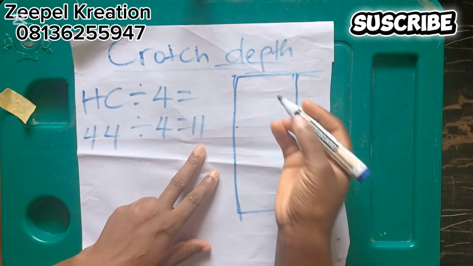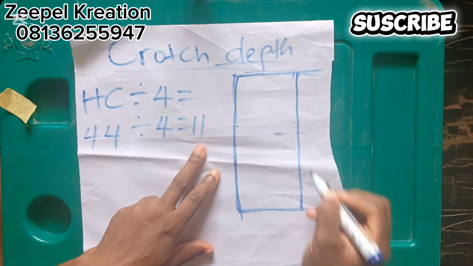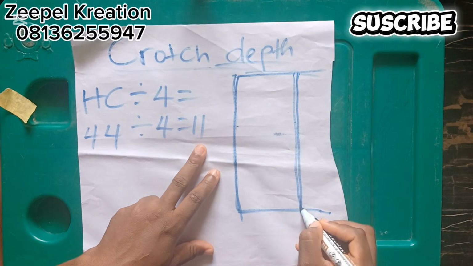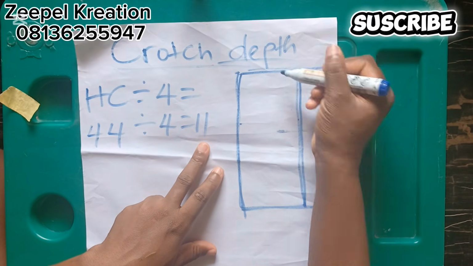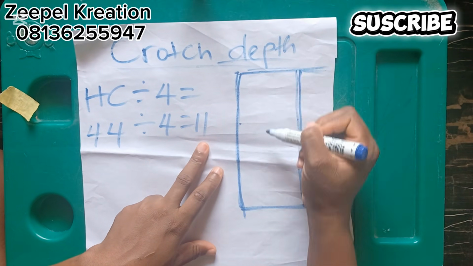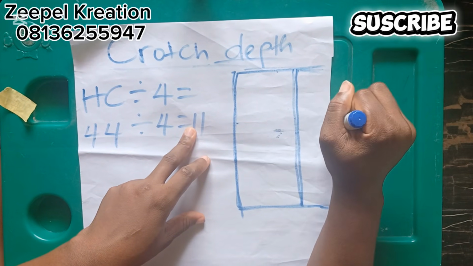So how do I mark my crotch depth? First of all, I have to draft my trouser block. So this is my trouser block. Now I have to put my crotch depth, which is a vertical measurement. Crotch depth, vertical measurement. Crotch extension, horizontal measurement.